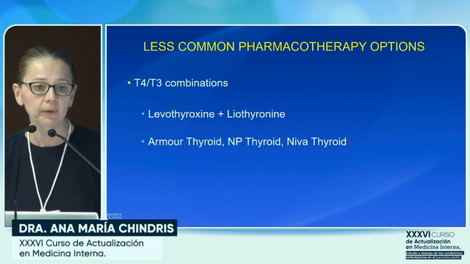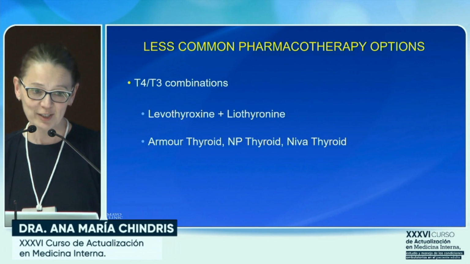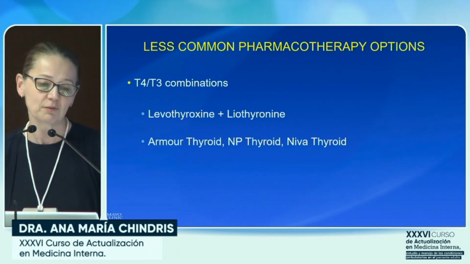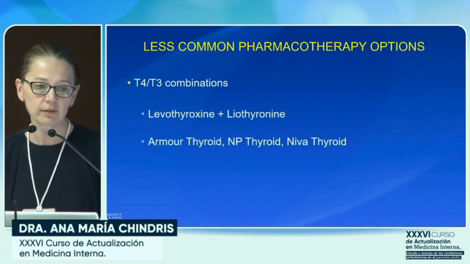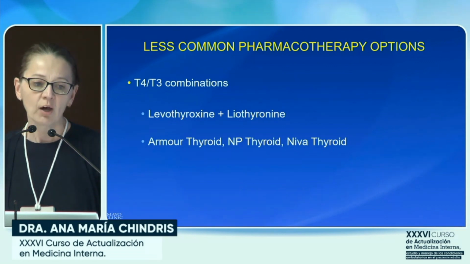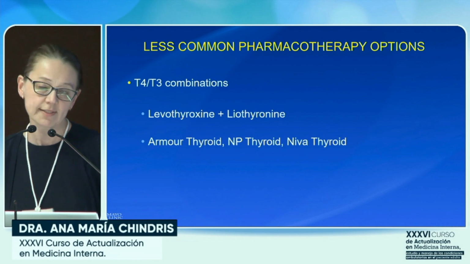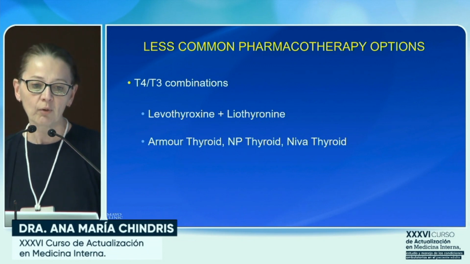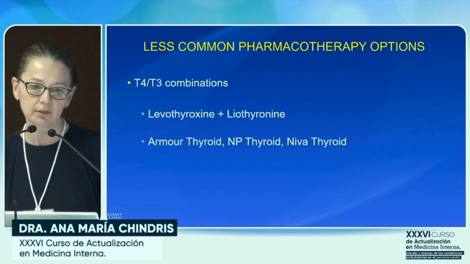Now, there are less common pharmacotherapy options, less common or less desired if you want, and those are the T3, T4 combinations. And that can be achieved by either adding liothyronine, which is the T3, right, to the levothyroxine, or using desiccated thyroid, such as Armour thyroid, the desiccated pig thyroid, or there's a number of compounded formulations done by compound pharmacies that include T4, T3 in various ratios.